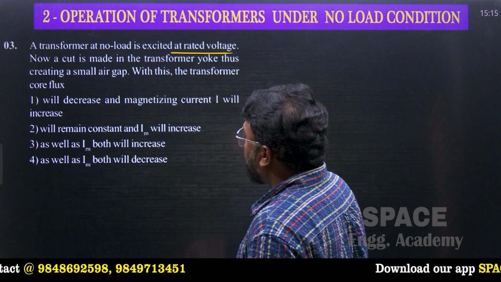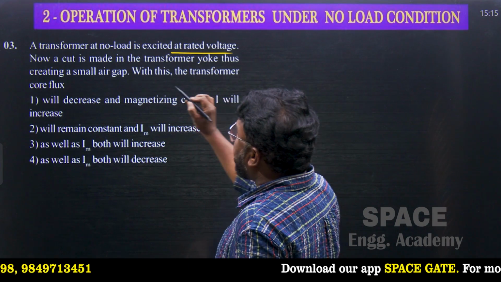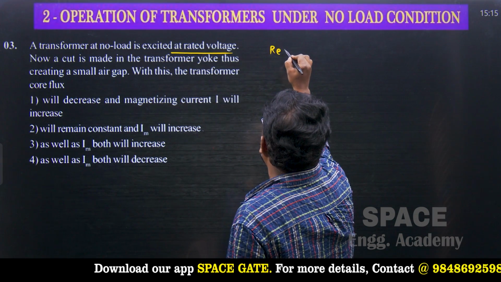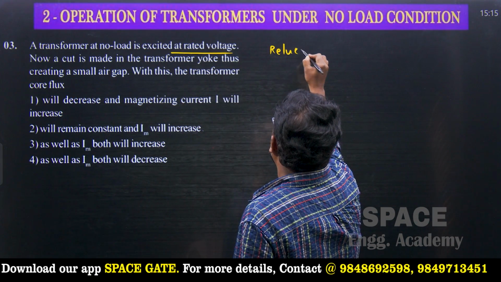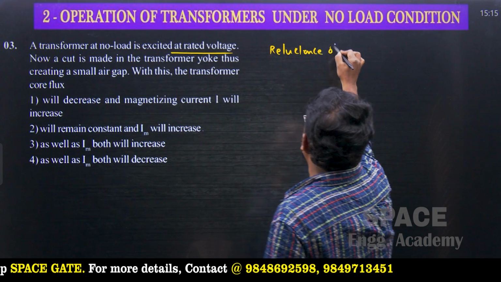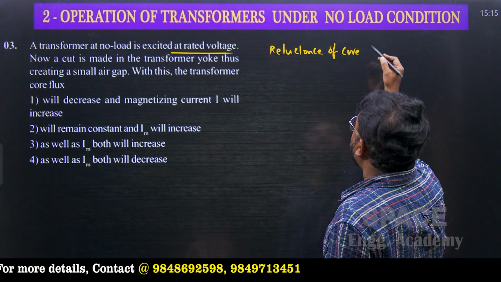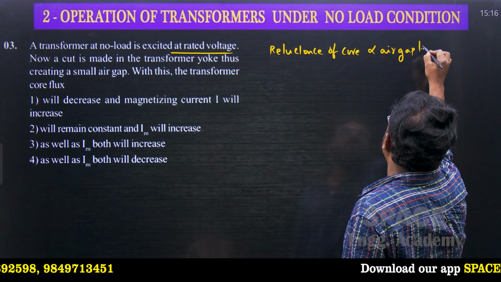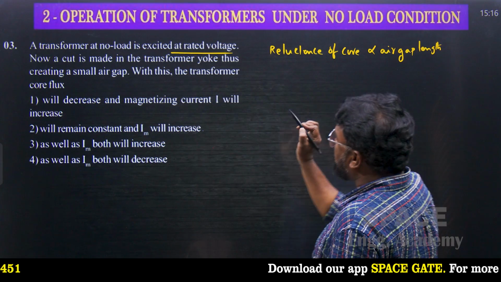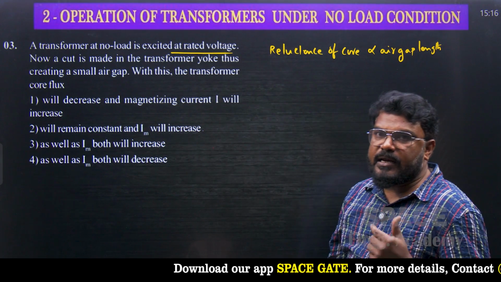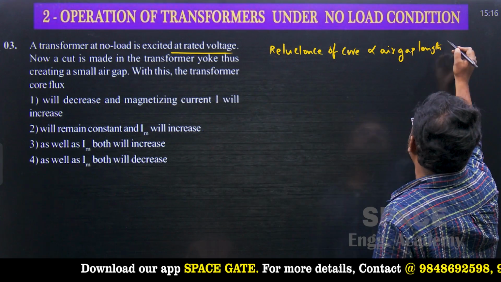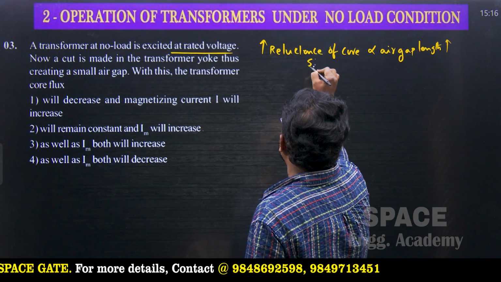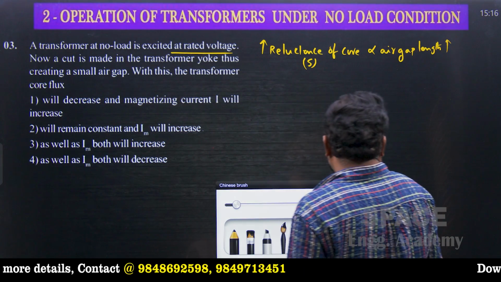This is our question. First, there is a small air gap. That means the reluctance of the magnetic core is directly proportional to the air gap length. Because of the small air gap, the reluctance of the core, which is denoted by S, will increase.